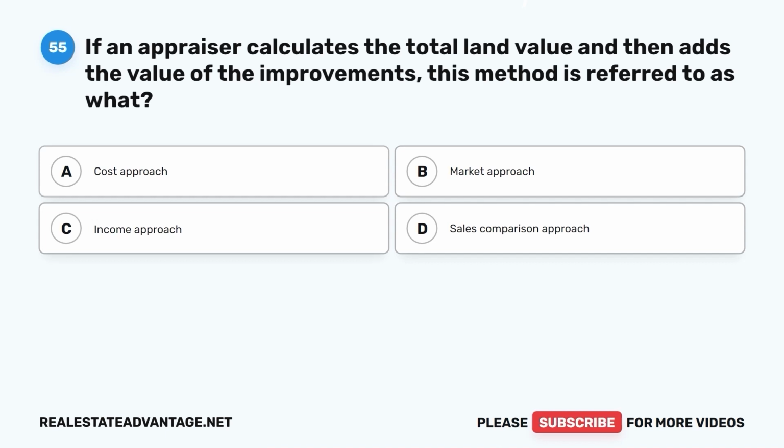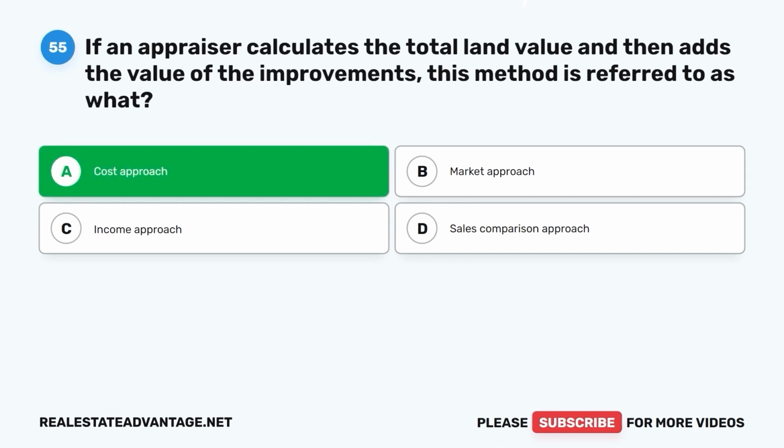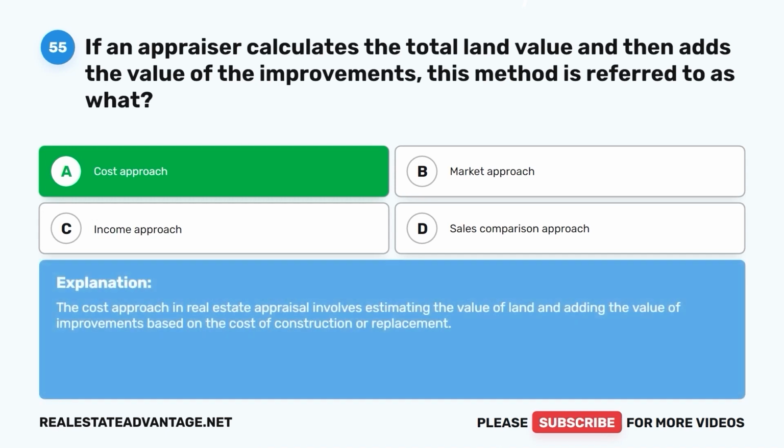A. Cost approach. B. Market approach. C. Income approach. D. Sales comparison approach. The correct answer is A. Cost approach. The cost approach in real estate appraisal involves estimating the value of land and adding the value of improvements based on the cost of construction or replacement.